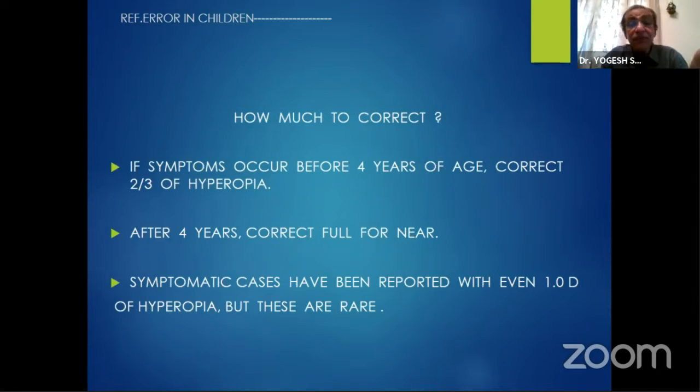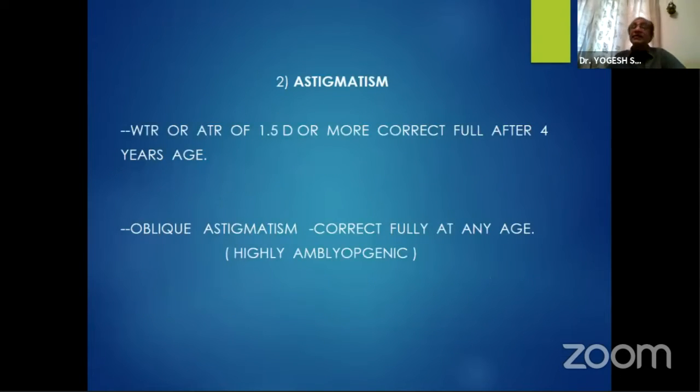If symptoms occur before 4 years of age, because the parents bring the child for the symptoms which I have already narrated, correct 2/3 of the hyperopia. If it is 4, correct 3. After 4 years, give the full correction of hypermetropia. Symptomatic cases have been reported even with 1 diopter of hyperopia, but these are rare, and mostly in these cases there is an esotropia because of the abnormal AC/A ratio. Astigmatism.